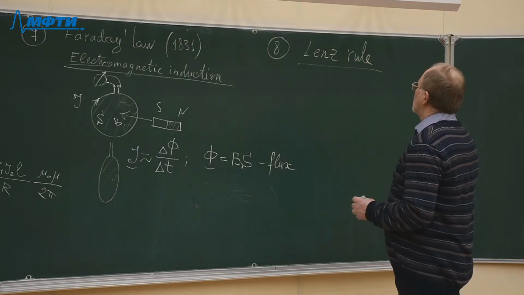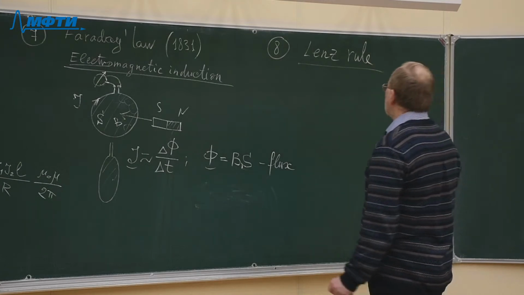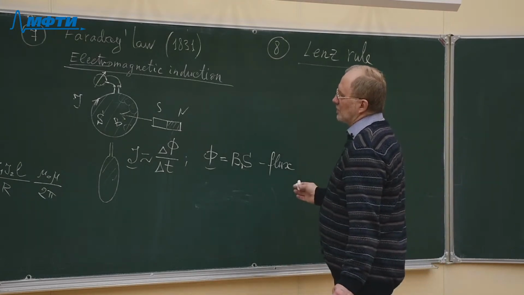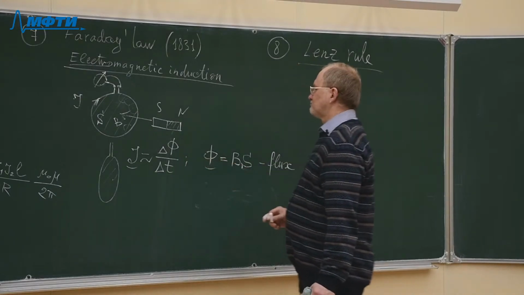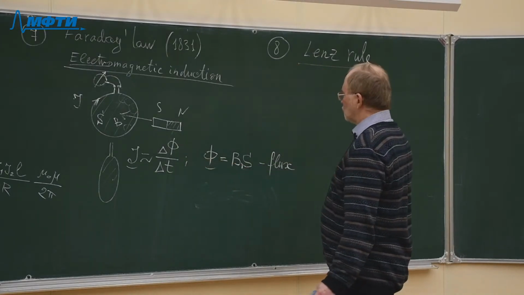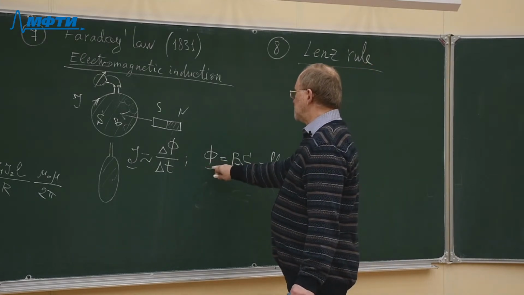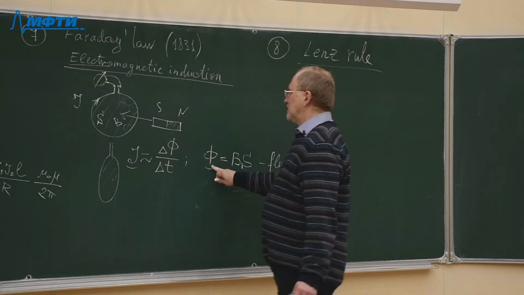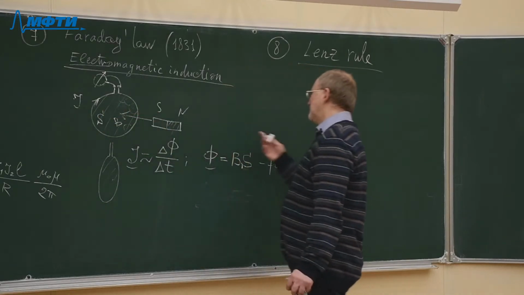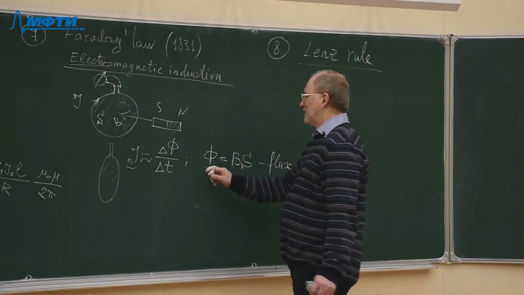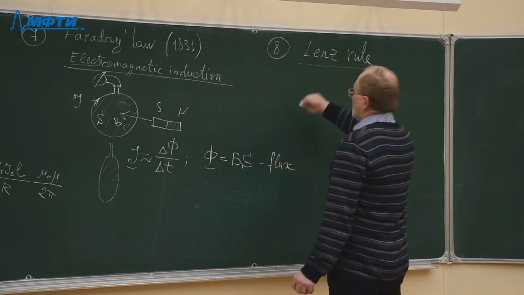So Lenz discovered that whatever change takes place in the magnetic flux, the simple rule, whatever is the change in magnetic flux, the electric current will have such a direction as to mitigate this change, as to oppose the external change of magnetic flux.